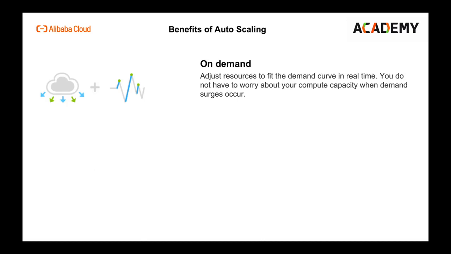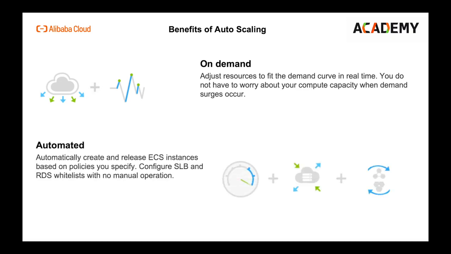What we want to do is try to adjust our resources to match the demand curve, to match the number of requests that are coming in for our web application or web service. We don't want to have to do this manually. We would like to do it automatically if possible, and autoscaling's job is to help us automate that process.